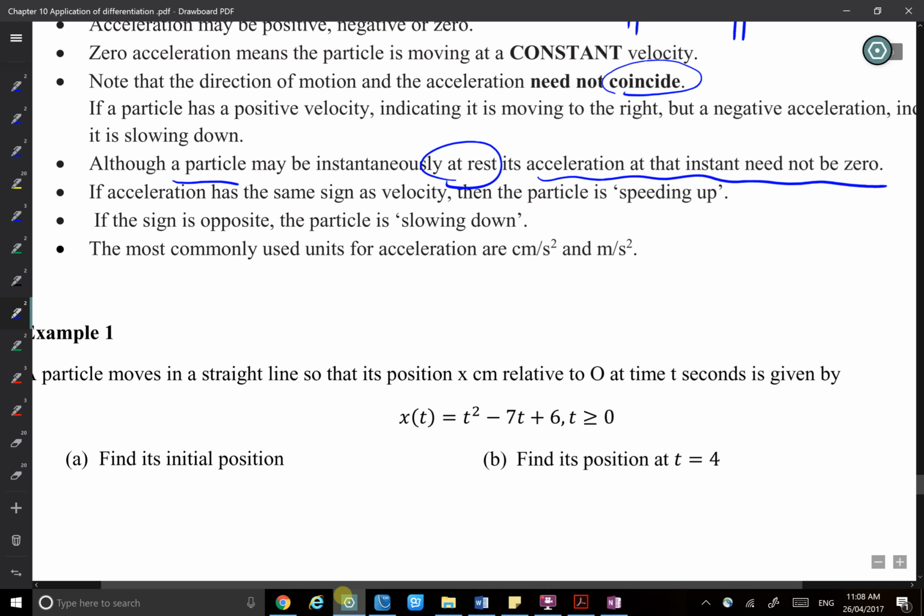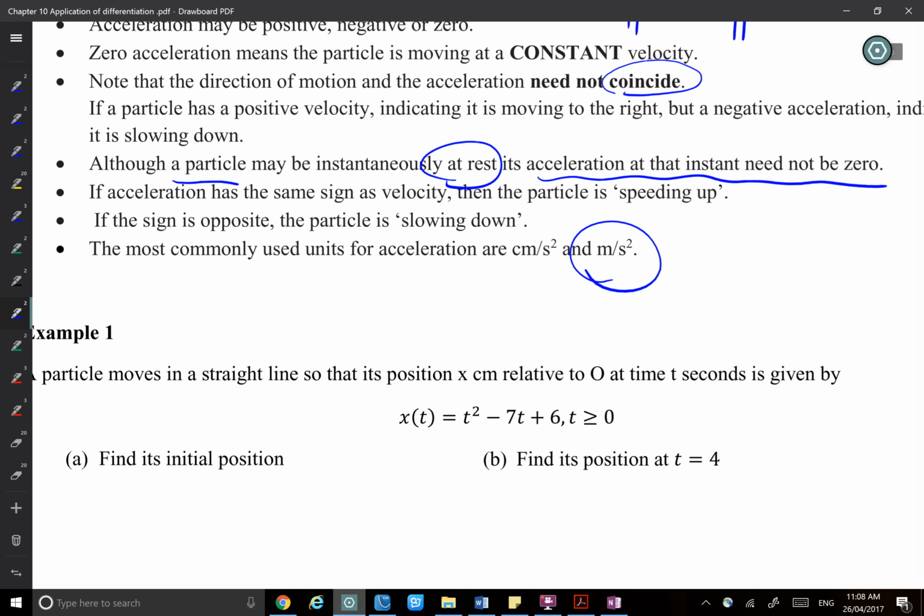The most commonly used units for acceleration are centimeters per second squared or meters per second squared. I'll say the commonly used one is meters per second squared, not actually the centimeter one. Okay, the most commonly used one is meters per second squared.